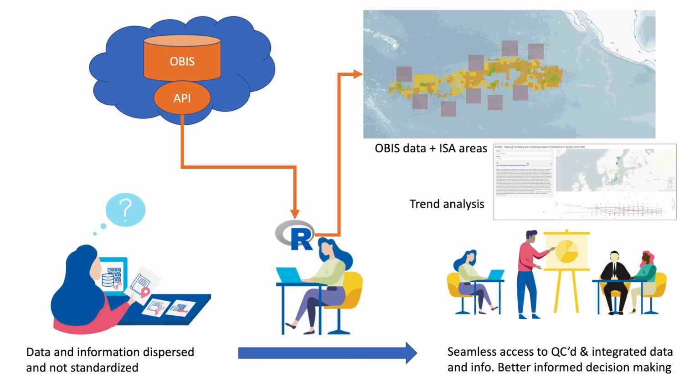So what we achieve through OBIS is that instead of all the data being dispersed and not standardized, you can now have seamless access to quality controlled and integrated data and information. The OBIS database is in the cloud, and there is an API that can be accessed through, for example, software like R. There's an R OBIS package. Then you can make interesting data products, like an overlay of OBIS data and the ISA areas. You can do trend analysis. It's a very powerful tool to do your own science.